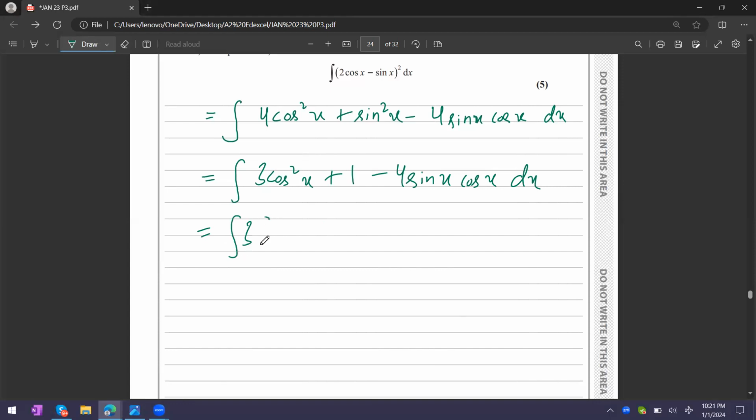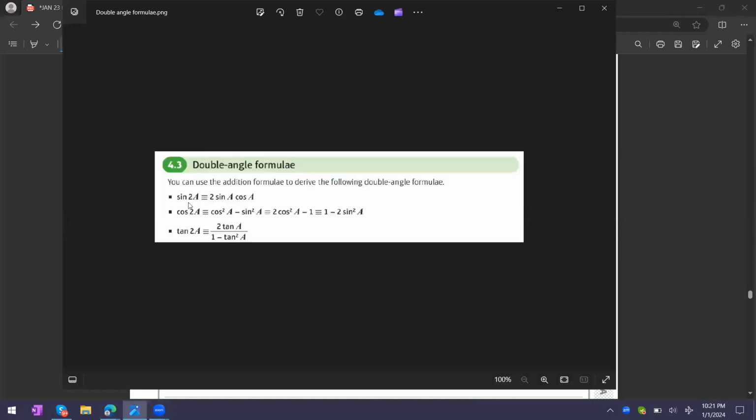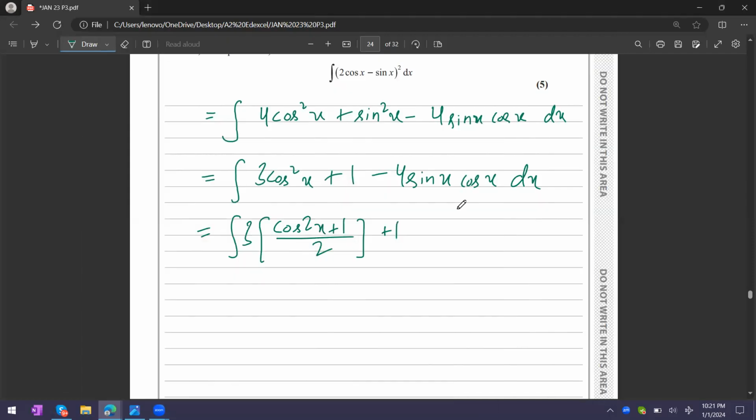That means 3, and what to do with this term now? This we can use 2 sine x cosine x is equal to sine 2x. The first one, 2 sine x cosine x is sine 2x. So we can break minus 4 into minus 2 times 2 sine x cosine x.